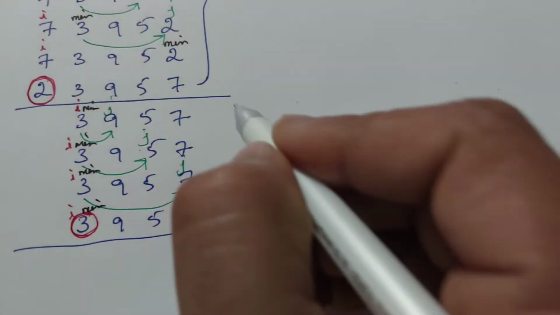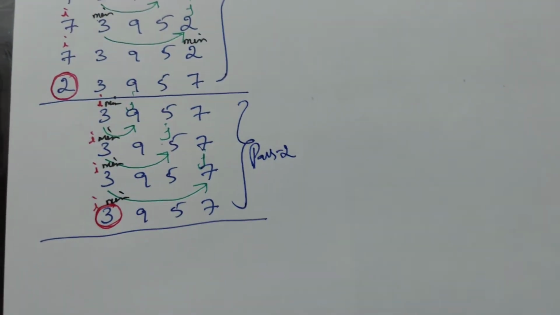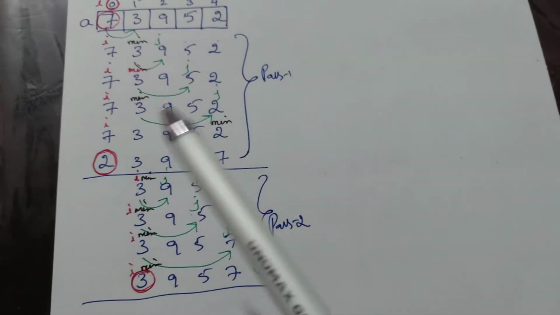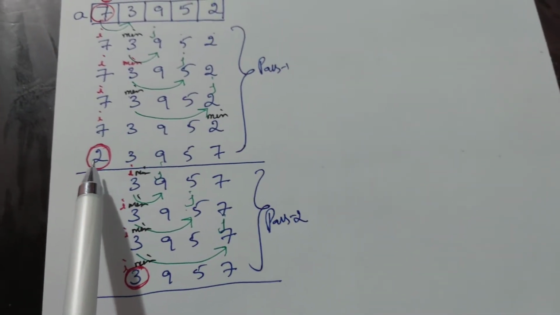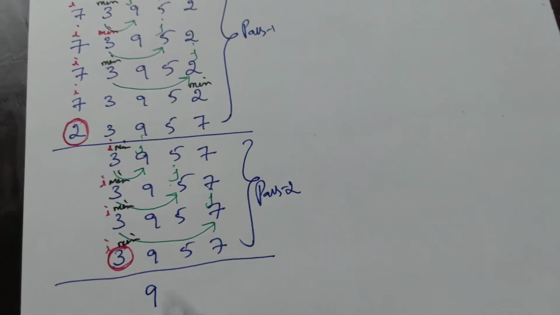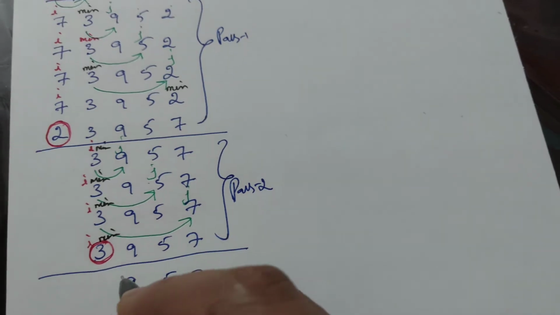So now this is the end of pass 2, that is after cycle 2. After pass 2, we got 2 elements sorted. The first minimum is stored at the first position, the second minimum is stored at the second position, and now the remaining elements are these 3. Now again we will start the same procedure.